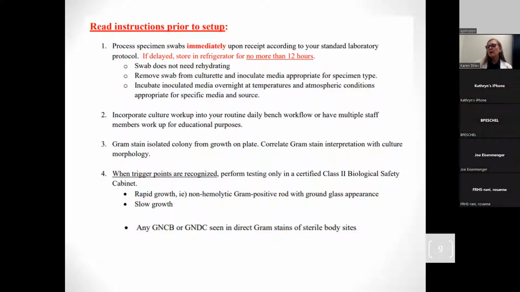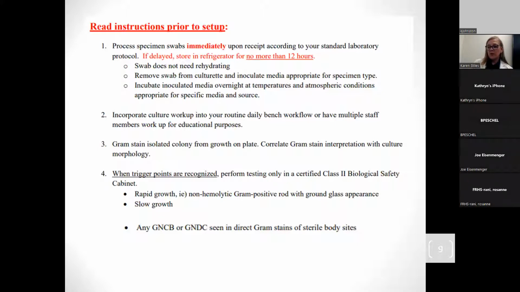Or if it's a sterile body site, the way ever your protocol has. You'll want to go ahead and do a gram stain on that growth from plate. I mean, I suppose you could even try it from the original swab, because that's what you would do normally in the case of a real specimen. All right. So what we want to do is correlate that gram stain interpretation with the gram stain morphology to make sure everything matches there.